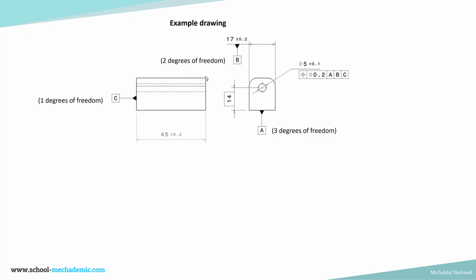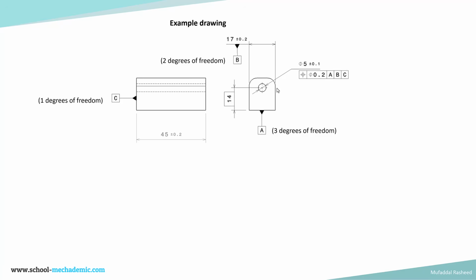Now let's take an example drawing of a GD&T part and see how this principle is being applied. So here is a block which has a central hole, which is shown over here. The primary datum feature is this bottom surface. This is the primary datum feature A. The secondary datum feature is the feature of size, which is the width of this block, 17 plus or minus 0.2. And the tertiary datum feature is C, which is this one.